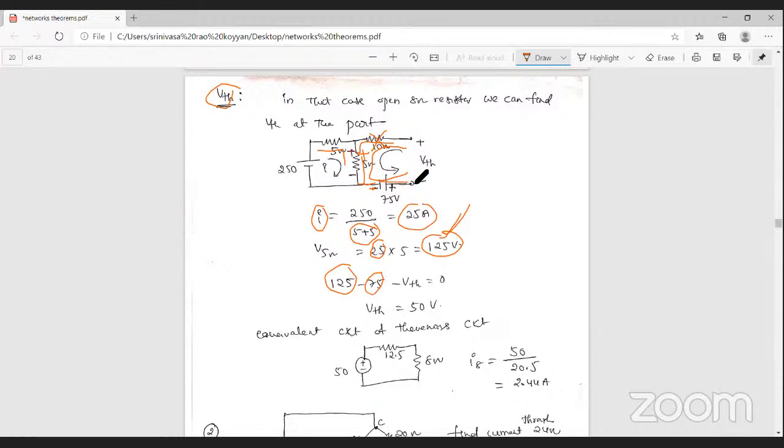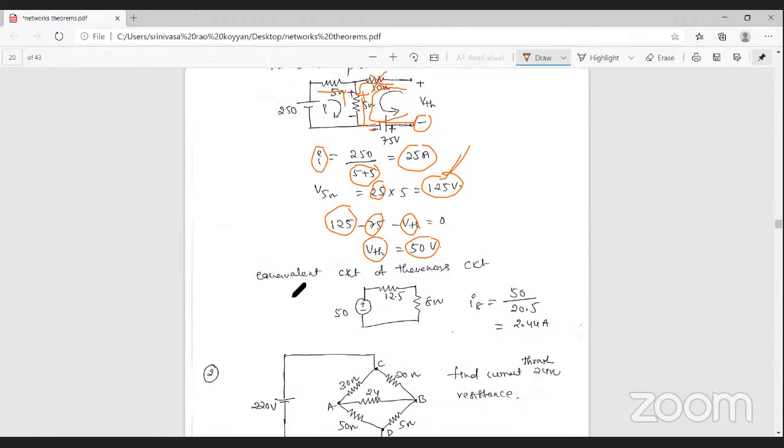Again the current is entering into this voltage source, this open circuit, that is starting terminal is minus, that is why minus VTH is equal to 0. From this equation VTH is equal to 50 volts. So you find out the Thevenin's voltage and Thevenin's resistance. Then the equivalent Thevenin circuit is VTH 50 volts, Thevenin's resistance is 12.5 ohm.